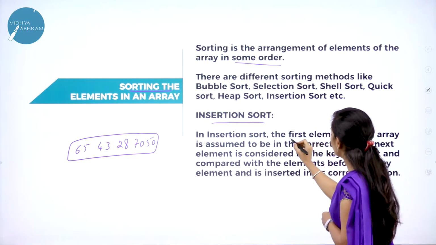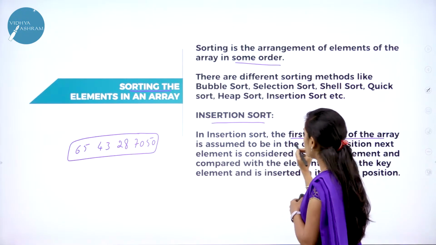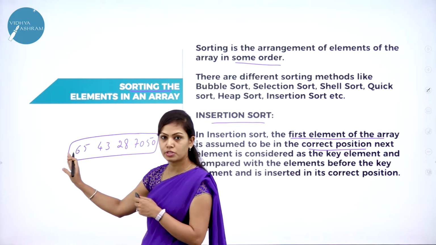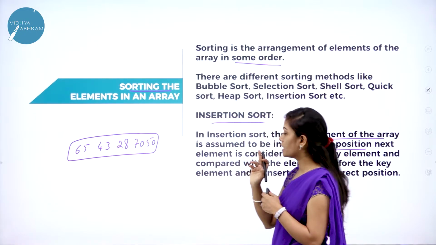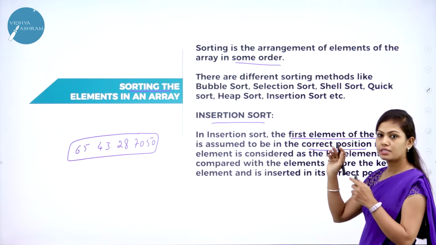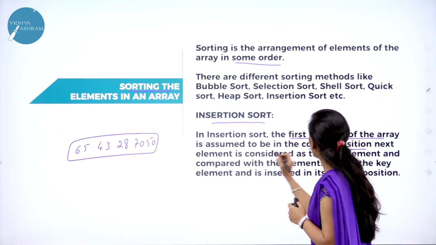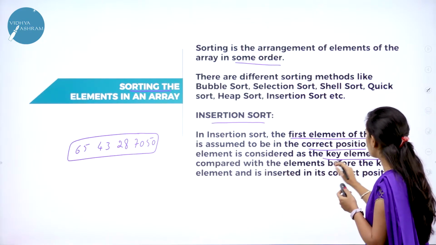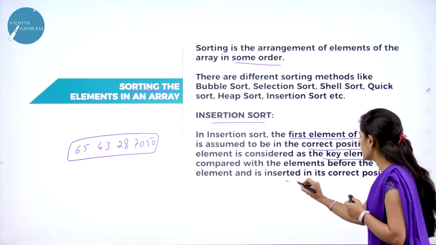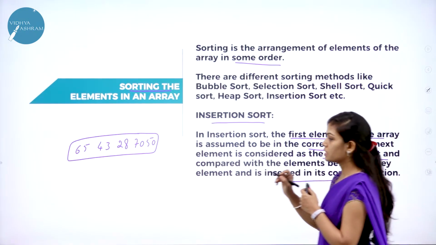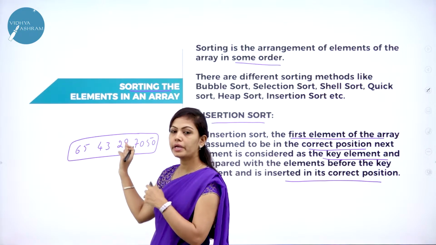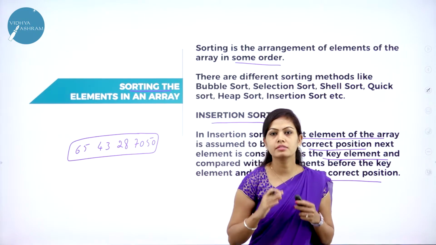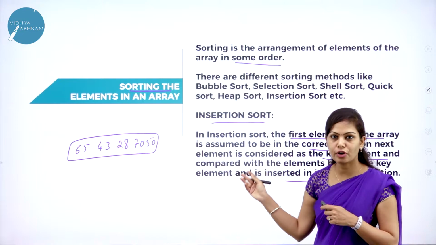In insertion sort, the first element of the array is assumed to be in the correct position, and the next element is called the key element. The second element is the key element, and it is compared with the elements before it and inserted in its correct position. You take the key element, compare it with the other elements and arrange it in a proper order. You will get the final sorted list. So this is called insertion sort.